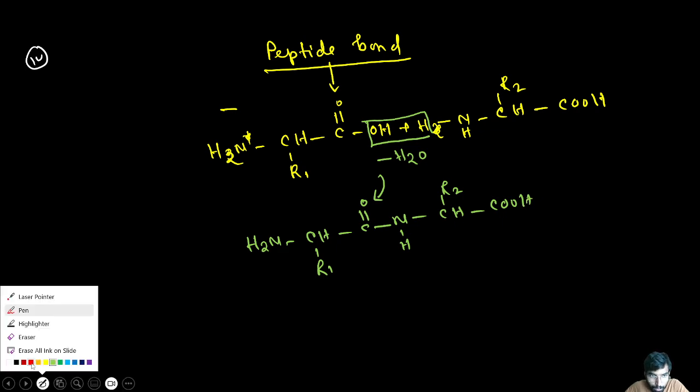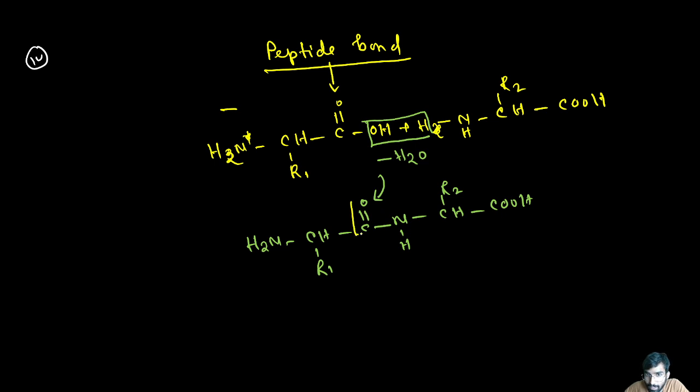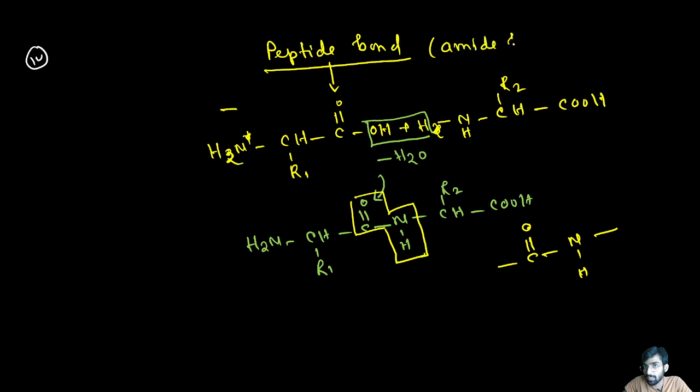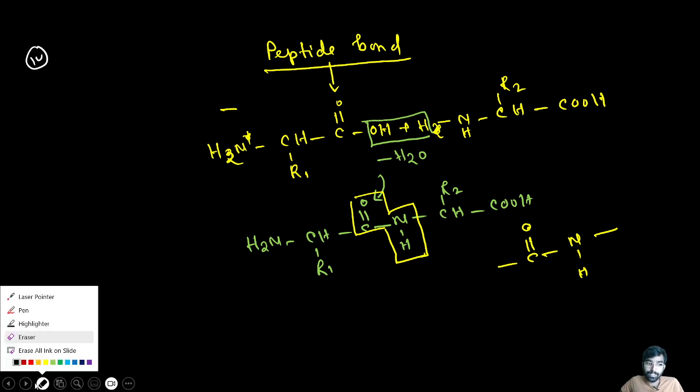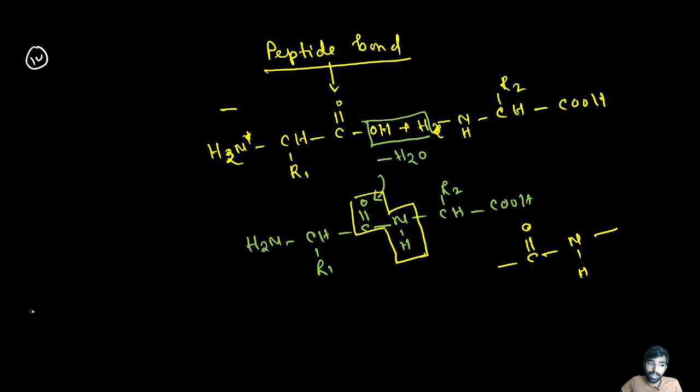Now, champ, just observe this particular region, CONH. If you see it, this is CO and N and H, nothing else. So this CONH, this amide bond, is called the peptide bond. So this is nothing but an amide bond. That means NH2 and COOH are reacting and releasing one molecule of water, and that's known as a peptide bond.